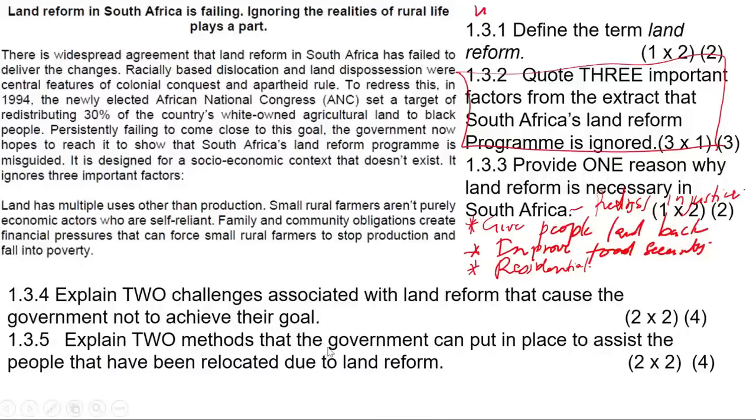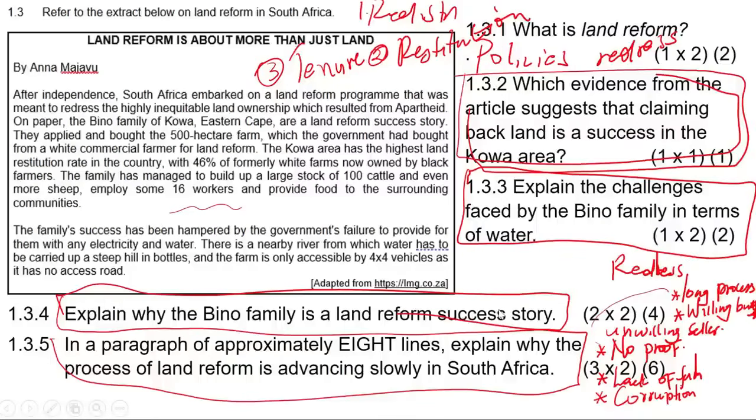We said number 1, it is because of long processes, willing buyer but unwilling seller, or the land being expensive. The government cannot afford to buy the land so that it can give it to other people that are needy. There is no proof that the land belonged to somebody else, so it takes forever trying to prove their point. There is lack of funds for people to pursue their court cases. They get tired along the way and they forfeit their land. There could be corruption associated with that.